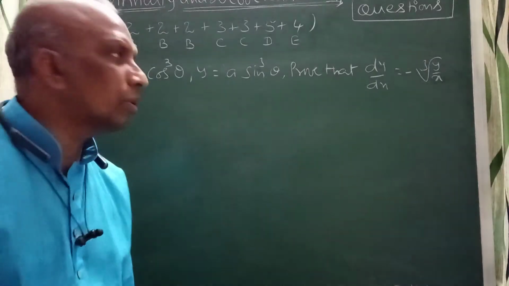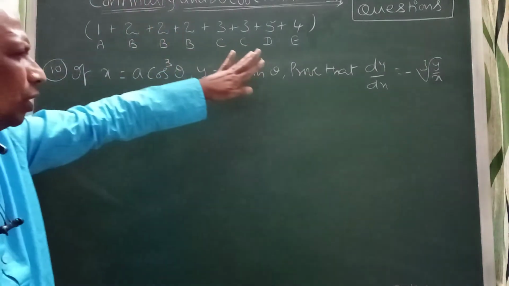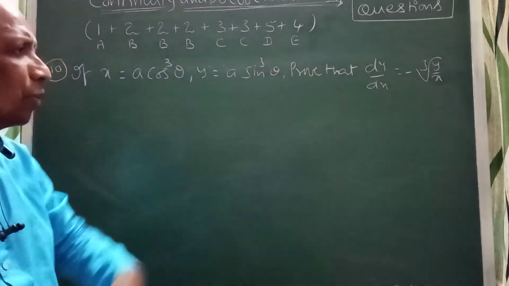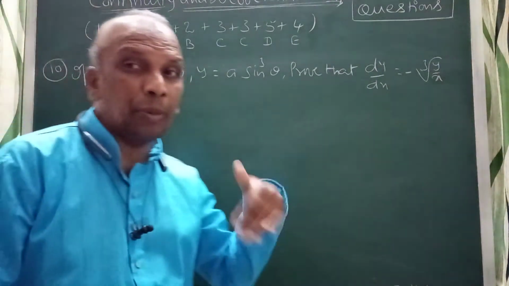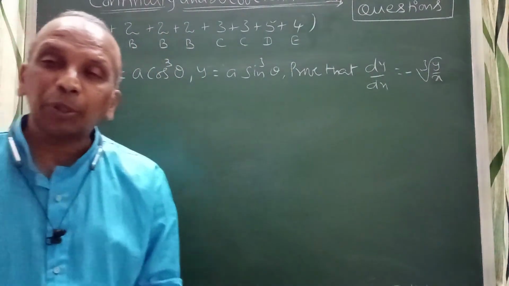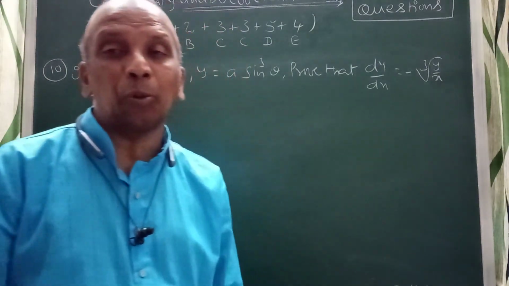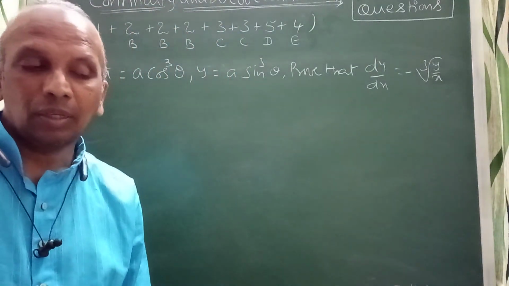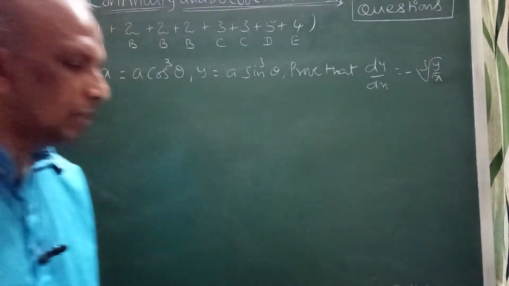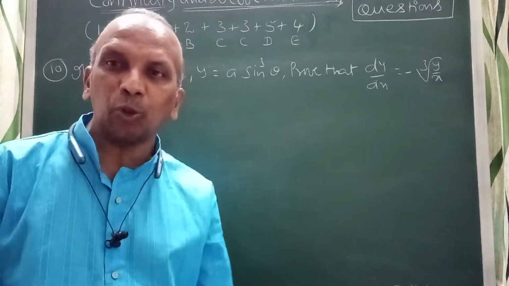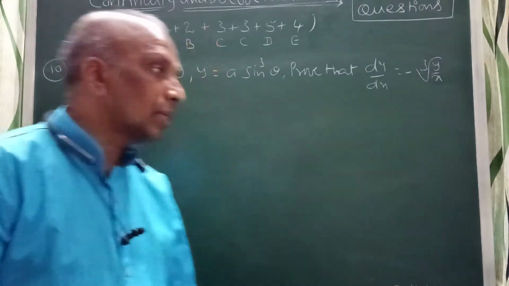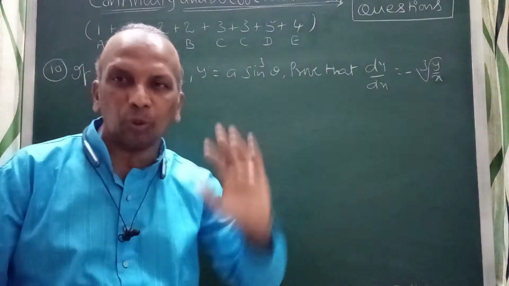So in this problem, they are given x equal to a cos cube theta, y equal to a sin cube theta. Prove that dy by dx is equal to minus cube root of y by x. Sometimes the same problem they may give another way. If x power 2 by 3 plus y power 2 by 3 equal to a power 2 by 3, then find dy by dx. They will ask it like this, and then they will solve the problem.